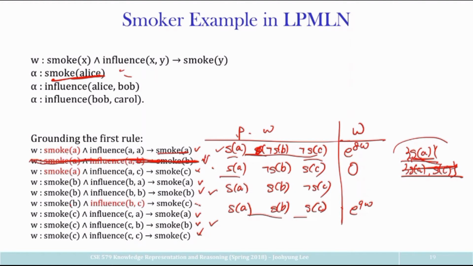But we know that this is already false. We forget about it. This is not a subset that we have to look at. And this one, the antecedent is false, so we don't have to derive smoke B. Same for this one. Okay? What about the second rule? Second rule was not satisfied.